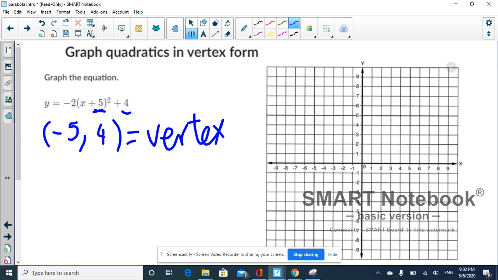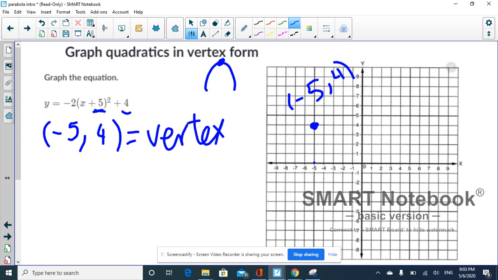Take -5 from here and go up to 4. -5, 4. This is the vertex. So the parabola will be open down because this is negative, and the vertex of this parabola will be -5, 4. And because this parabola opens down, that means this point will be the maximum point.